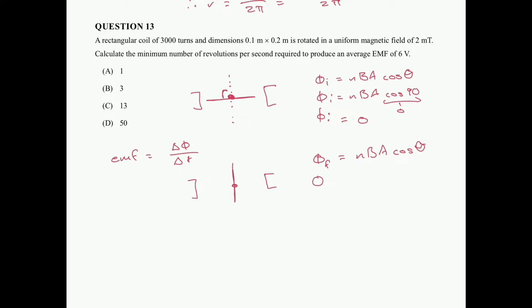In this case, for our final magnetic flux, we have N, which is 3,000 turns, multiplied by B. Now this is in milliteslas. Milliteslas to teslas is times 10 to the negative 3, so 0.002, multiplied by 0.1 times 0.2. That's our area here. And cos 0 is equal to 1, so it's just multiplied by 1. And that gets our final magnetic flux equal to 0.12.